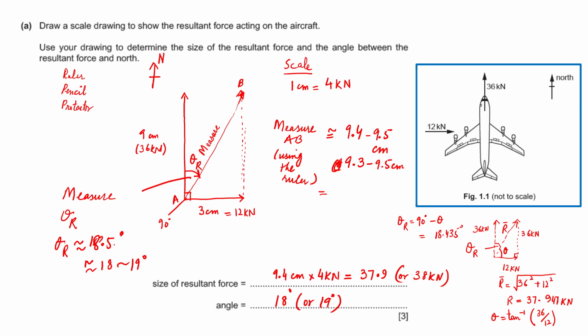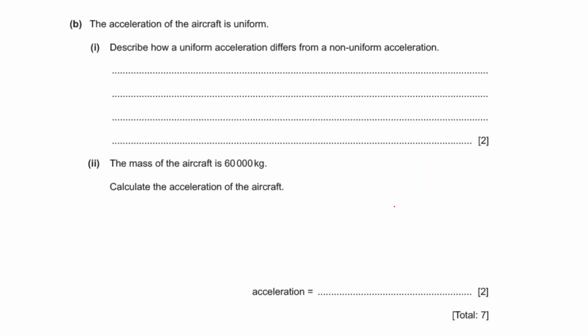And again, if you have to check, you can always do this analysis. This is the mathematical analysis to check your answers. So this is how you solve this. The next question says the acceleration of the aircraft is uniform.